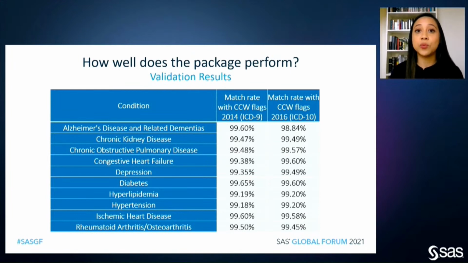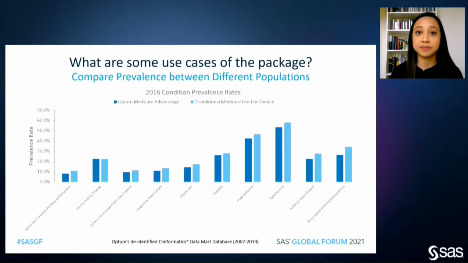Well, to validate our package, we ran it in the Medicare data and compared with the data set that Medicare provides. We found that we had about a 99% match rate with our flags and the Medicare flags in both the ICD-9 and ICD-10 periods. We thought that this performance was pretty high, and it shows evidence that our package was able to replicate the Medicare algorithms pretty well. In this table, you'll see for the top most common chronic conditions in the 65 and older population that we have almost 100% match rate in 2014, the ICD-9 period, and 2016, the ICD-10 period.